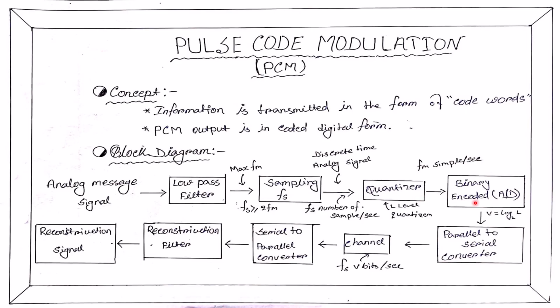Next, the encoder. The quantized samples are then fed into the encoder, an analog to digital converter, which converts them into binary form. Next, the digital data is passed through a parallel to serial converter, so it can be sent through the channel. At the receiver, a serial to parallel converter converts the data back into parallel form. The decoder then changes the binary data into quantized PAM, and finally a low-pass reconstruction filter restores the original message signal.